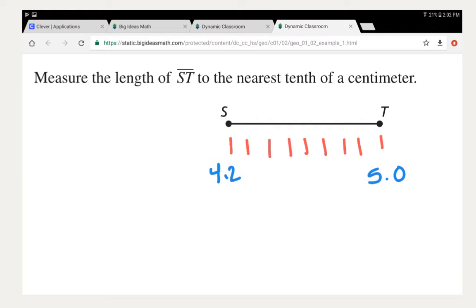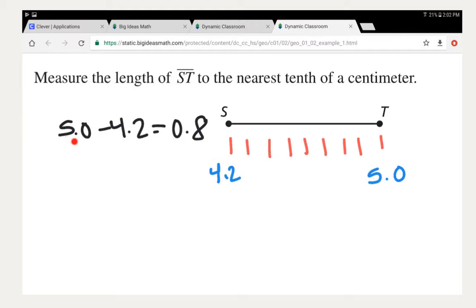Now, obviously, since we have the ruler here, I could just count spaces and say it's 1, 2, 3, 4, 5, 6, 7, 8 spaces long. But if we didn't have this right in front of us with the picture, we'd have to do some kind of a calculation. And distance is difference. Difference is subtraction. Let's take a look. So I could do 5.0 minus 4.2 equals 0.8. So now I know the distance is 0.8.